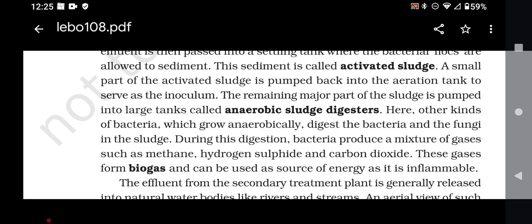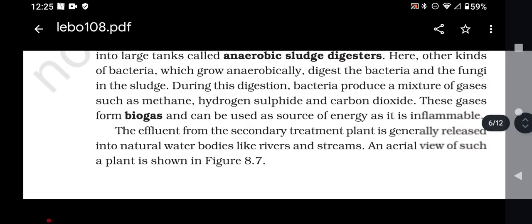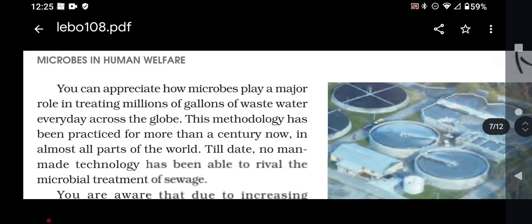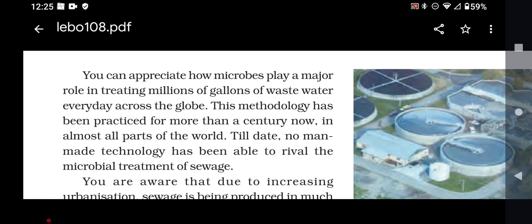During this digestion, bacteria produce a mixture of gases such as methane, hydrogen sulfide, and carbon dioxide. These gases form biogas and can be used as a source of energy as it is inflammable. The effluent from the secondary treatment plant is generally released into natural water bodies like rivers and streams. An aerial view of such a plant is shown in figure 8.7. You can appreciate how microbes play a major role in treating millions of gallons of wastewater every day across the globe. This methodology has been practiced for more than a century now, in almost all parts of the world.